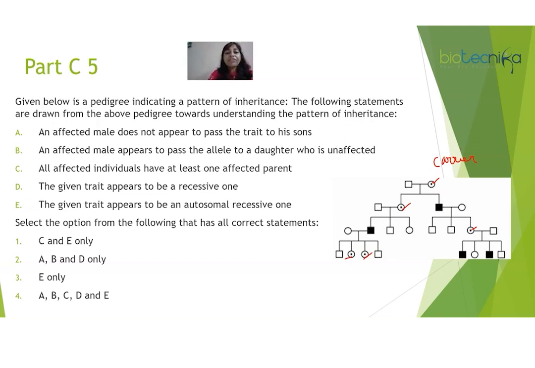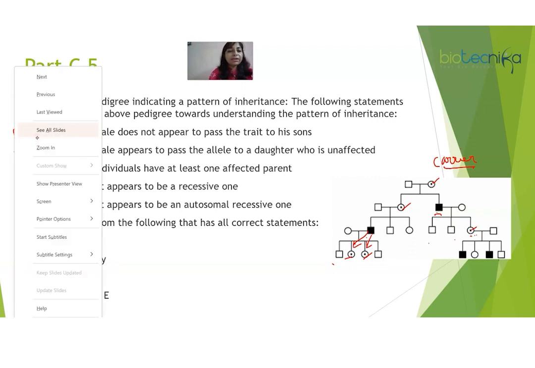Now, statement A says that affected male does not appear to pass the trait to his sons. That is absolutely correct. The male is affected, but none of the sons are affected. So the affected male is not passing it to the sons. Statement A, correct. B, an affected male appears to pass the allele to the daughter who is unaffected. Yes, that is also right, because when you see this male affected, he is passing it to the daughter, and the daughter is becoming a carrier. Daughter is not affected, but he is passing it to the daughter. Here also it's passing to both the daughters. So again, statement B is correct.